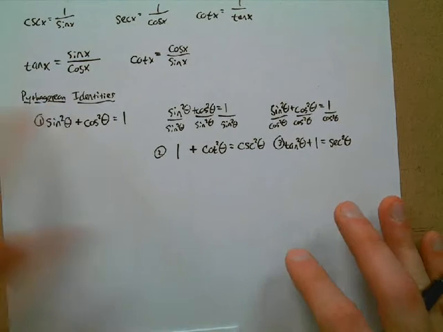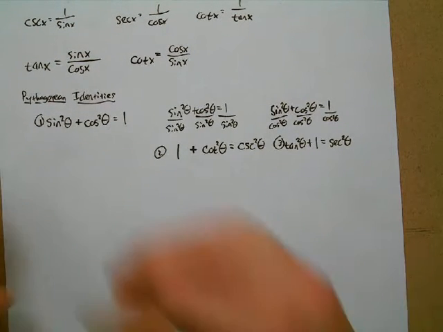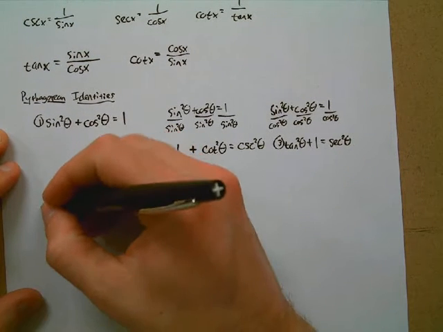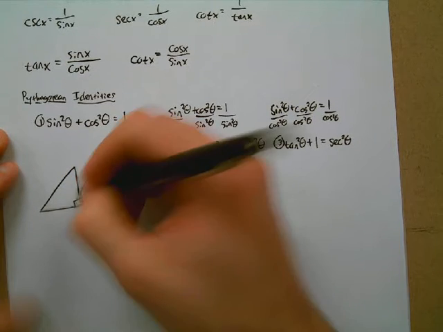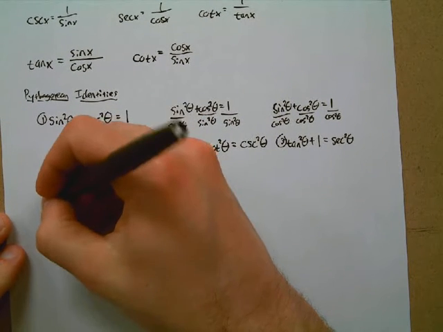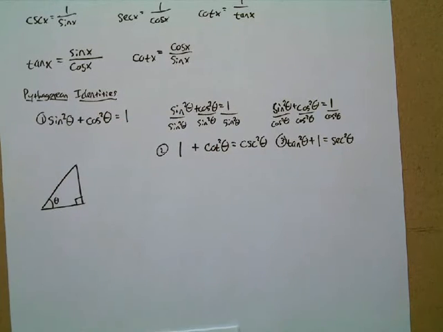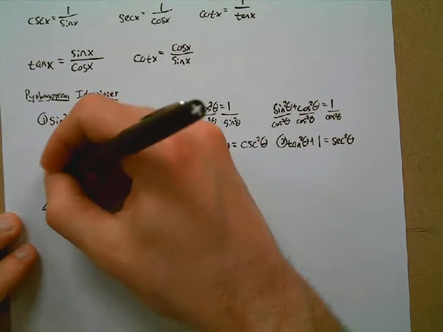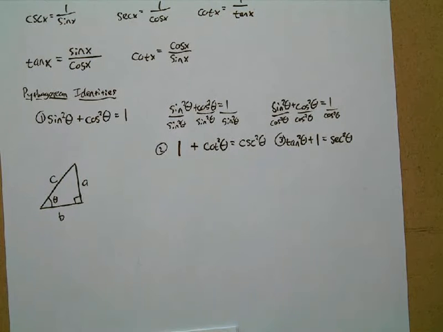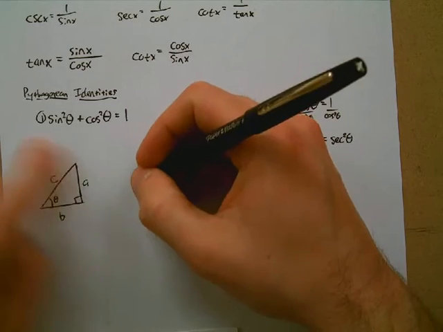I'm going to put an angle theta in for one of the acute angles there, and I'll label my sides A, B, and C, kind of like the traditional way that we do that. A and B are normally the legs, C is normally the hypotenuse. And so we know that these three sides are related by the Pythagorean theorem: A squared plus B squared equals C squared. That's always true for that right triangle there.